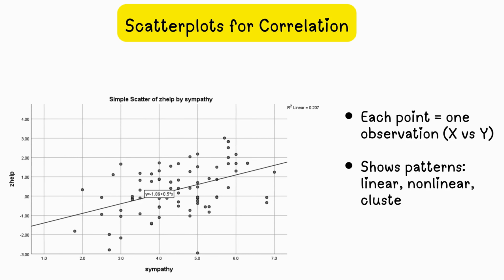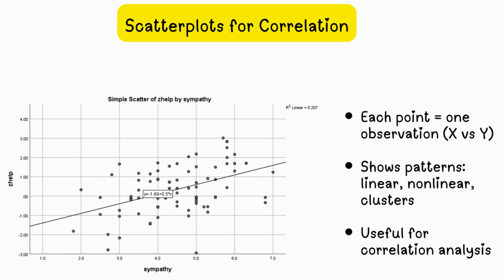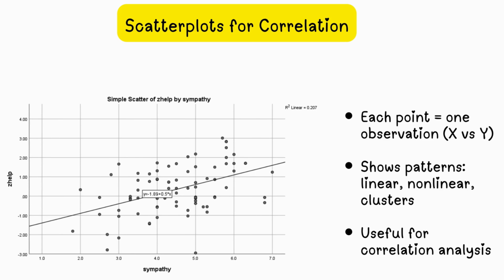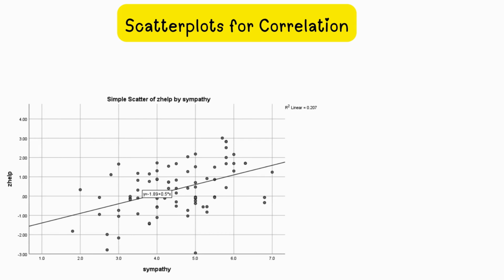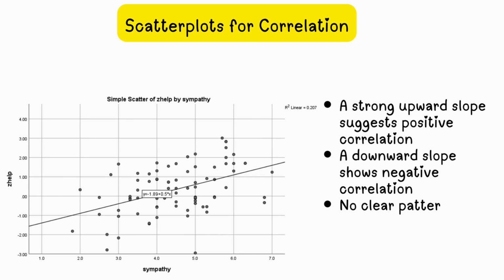Why are these scatter plots so important? Because they visually indicate correlation or how two variables move together. For example, does the number of hours studied correlate with exam score? A scatter plot will show if more hours typically mean higher scores or if there is no real connection. You will often see different patterns. For example, a strong upward slope suggests positive correlation, a downward slope suggests negative correlation. No clear pattern implies no correlation.